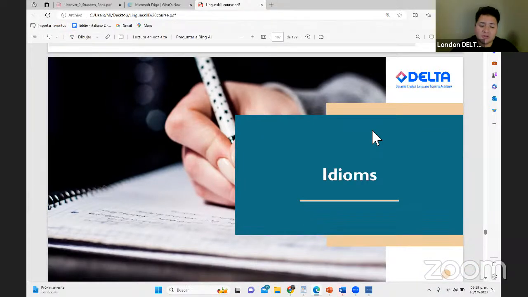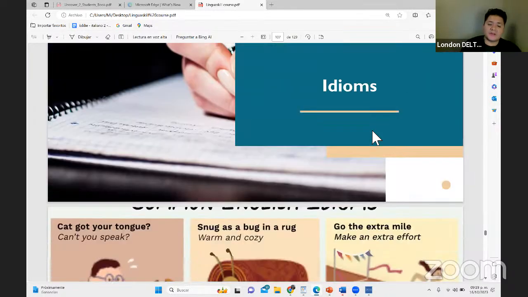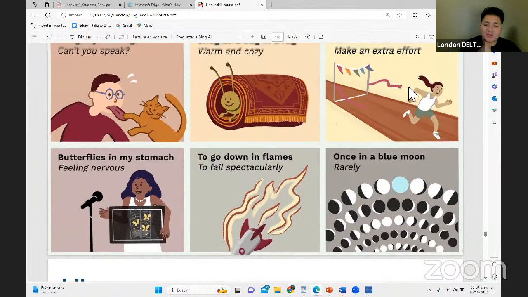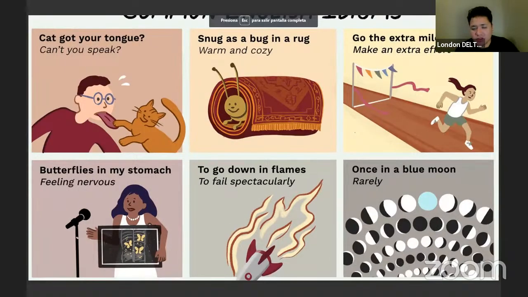Do you have any idea? Modismos. Yes, exactly. Okay, it means idioms, right? So idioms are words and expressions that are commonly used, usually in informal English. There are some others that are even more informal, called slang. Very probably you won't have slang during the test because slang is too informal, but you will have idioms.